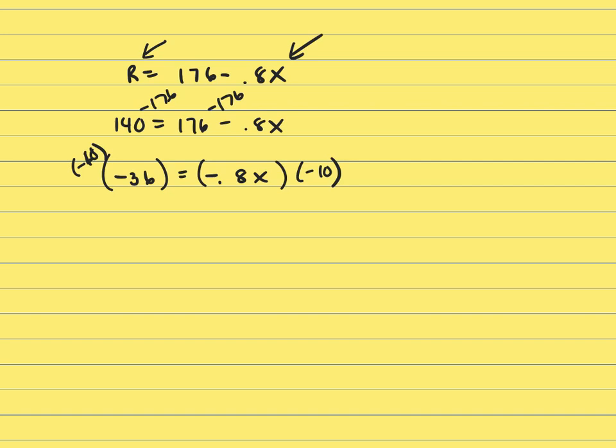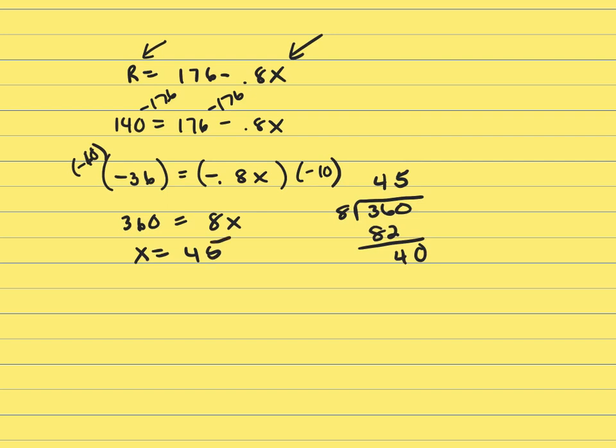So this is 360 equals 8x. And then divide both sides by 8. And 8 will go into 360 4 times. 4 times 8 is 32. And then 2 from 6 is 4, and bring down a 0. So that's 5. So x equals a person's age of 45.